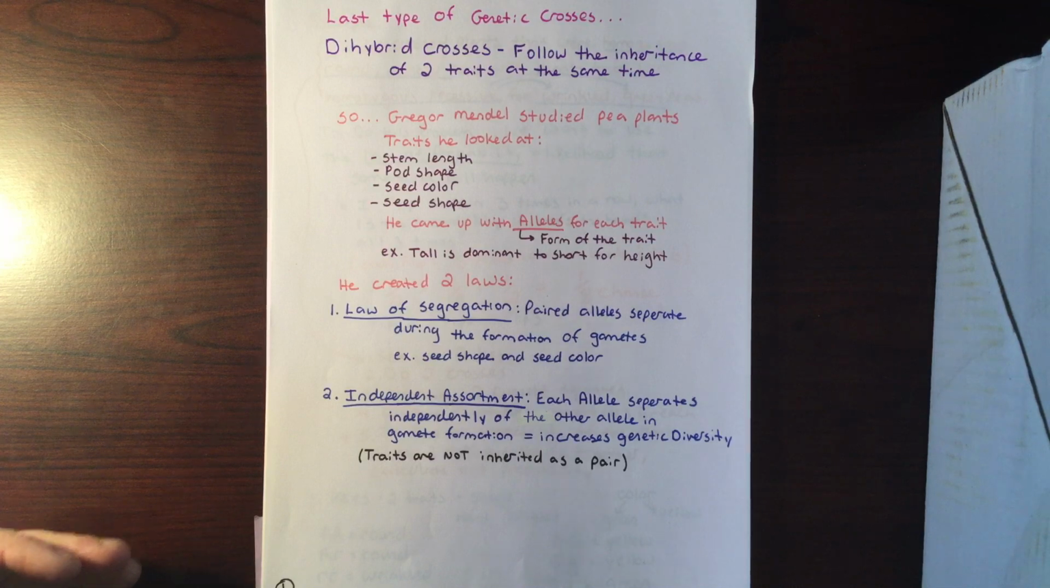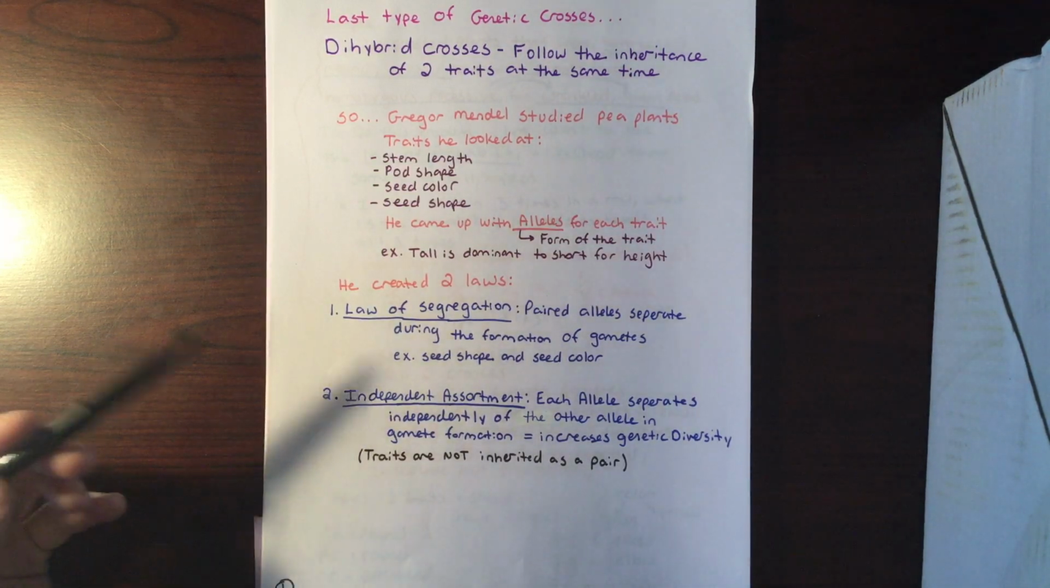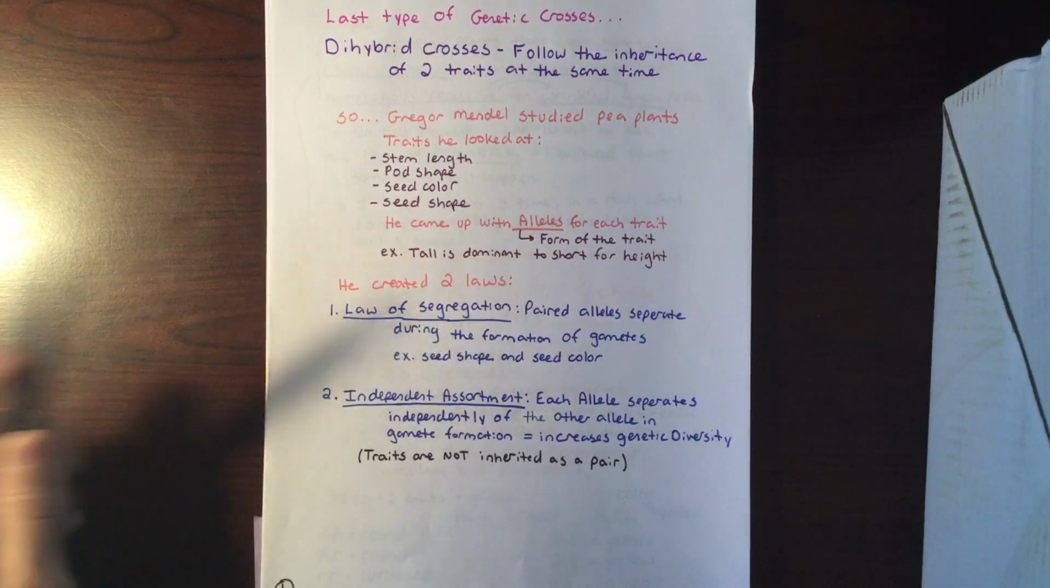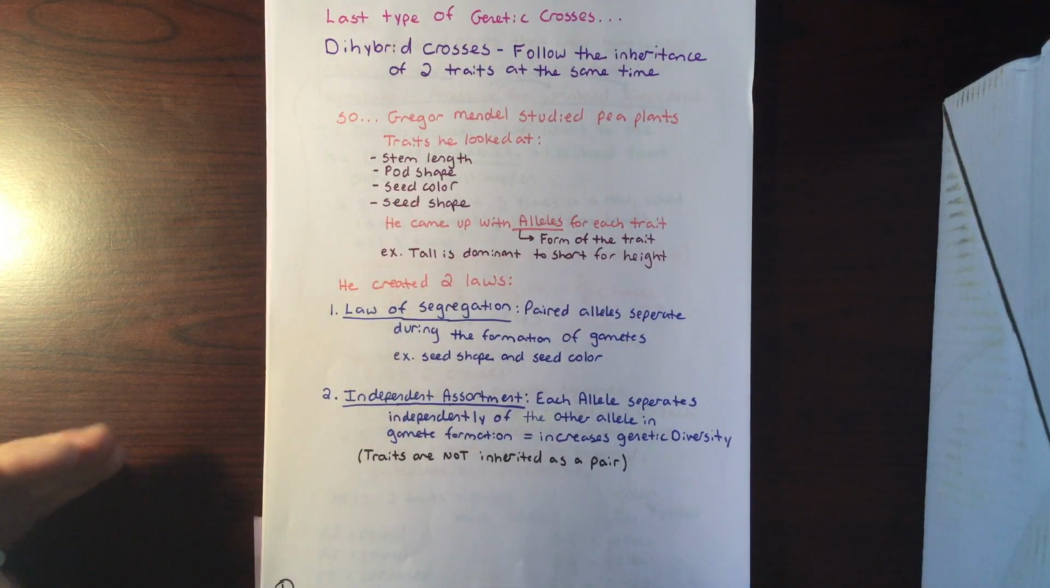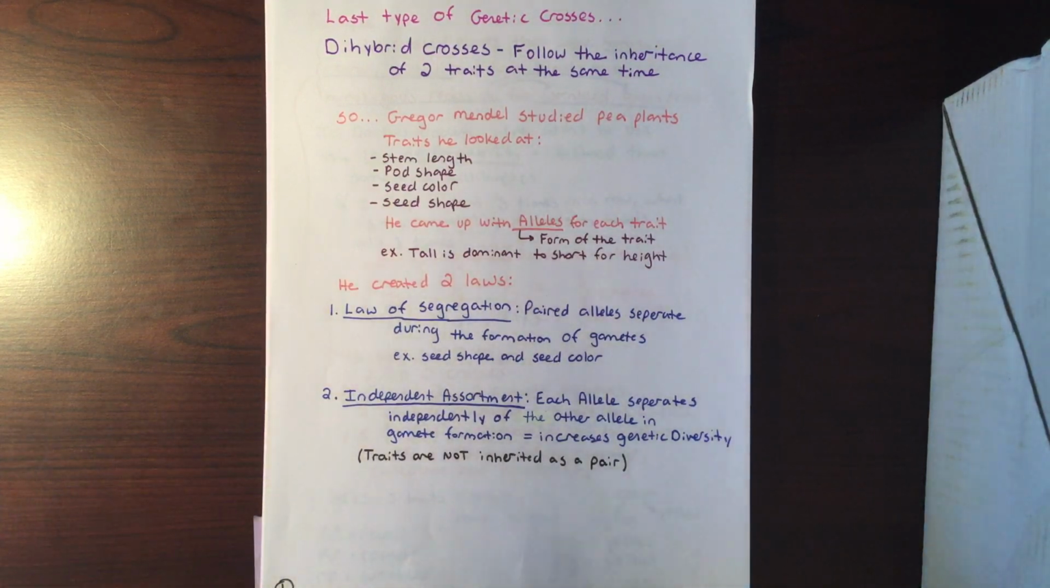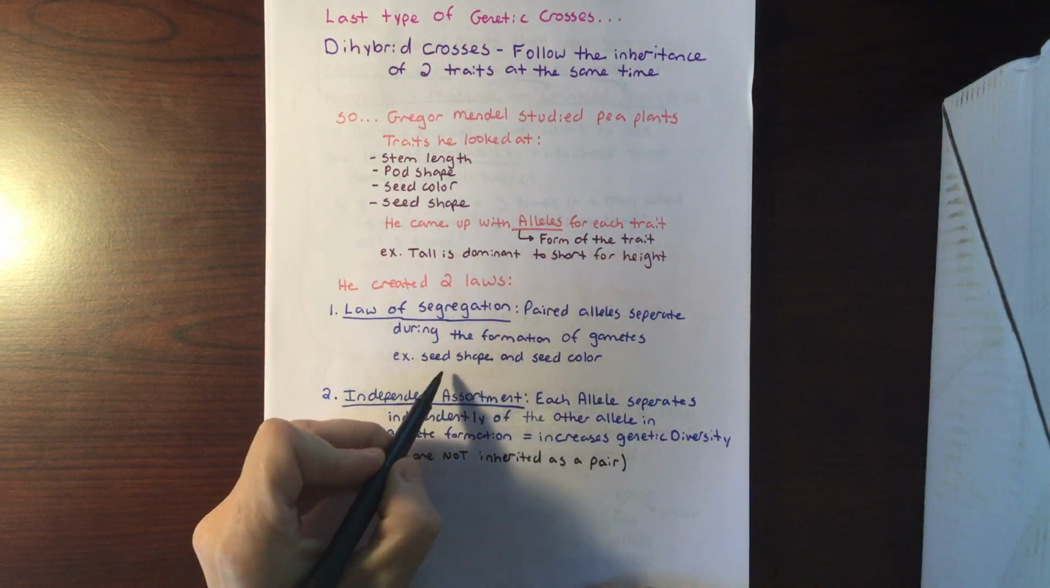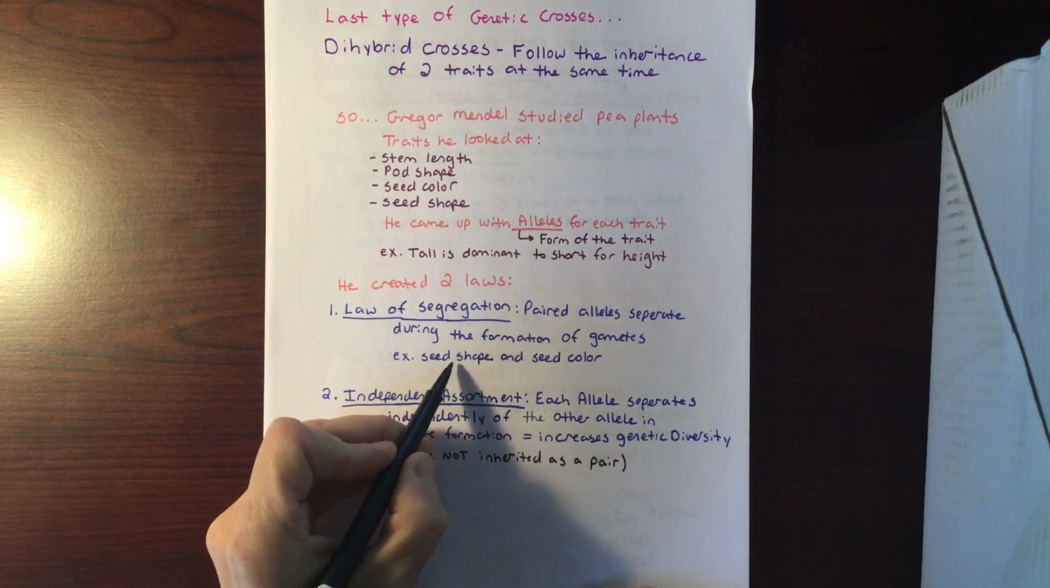As Mendel went through and did this, he started coming up with some laws. One of the laws is the law of segregation. With this, he says that paired alleles are going to separate during the formation of gametes. So during that process of meiosis, they line up during anaphase 1 and 2, and then they separate out. So we're going to separate not only seed shape and seed color, but then we can also separate out the alleles for each of them.